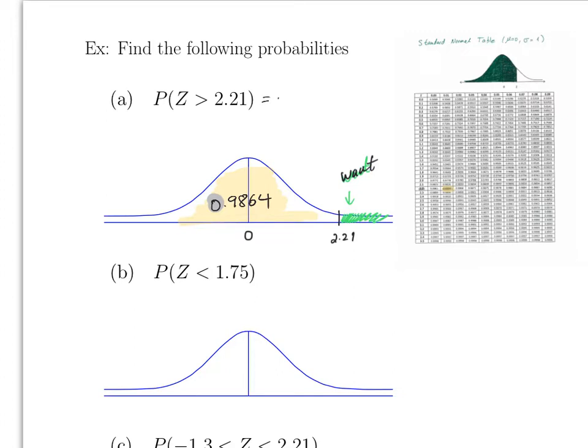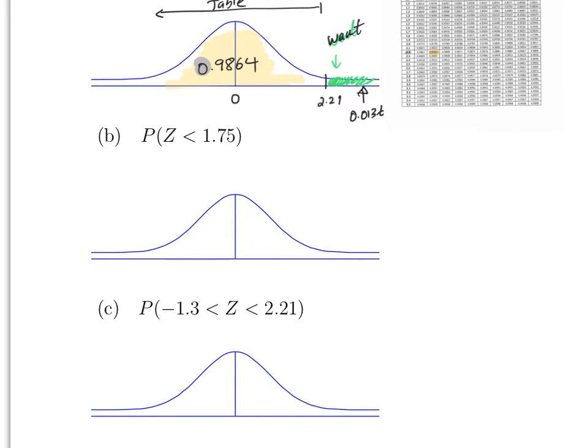So therefore this will be equal to 1 minus 0.9864, which is equal to 0.0136. So therefore this area is 0.0136, or that's the probability, which is around 1%. Again, just remember that the yellow area is what you get from the table. That's it. That's how simple it is to find this. All right. Now, what about part B? Part B says what's the probability that Z is less than 1.75.